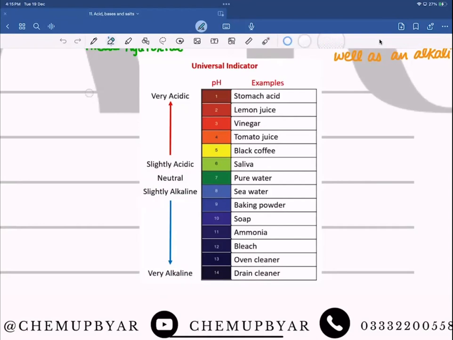Very acidic is red. Slightly acidic is yellow. Green is neutral. Blue is alkaline. And violet or purple is very alkaline. So that's what you need to know. That's basically why we're calling it an indicator, because it indicates what the substance is, whether it's an acid or a base.